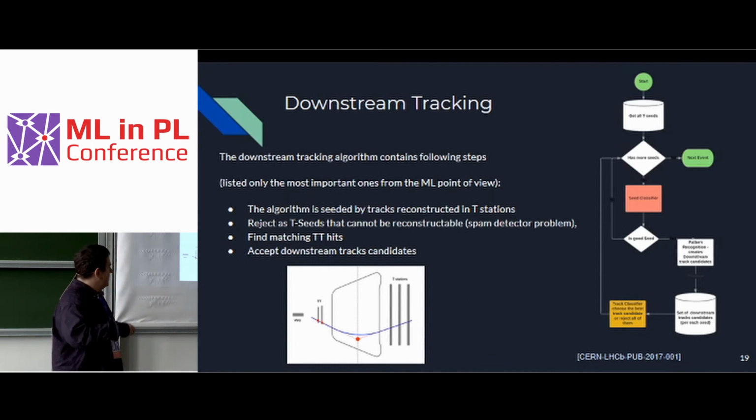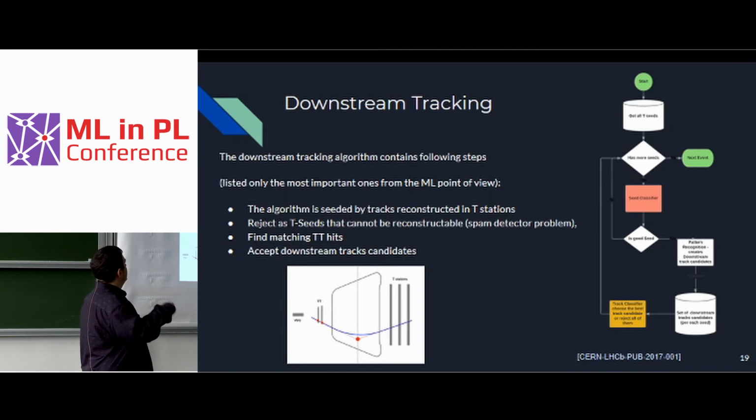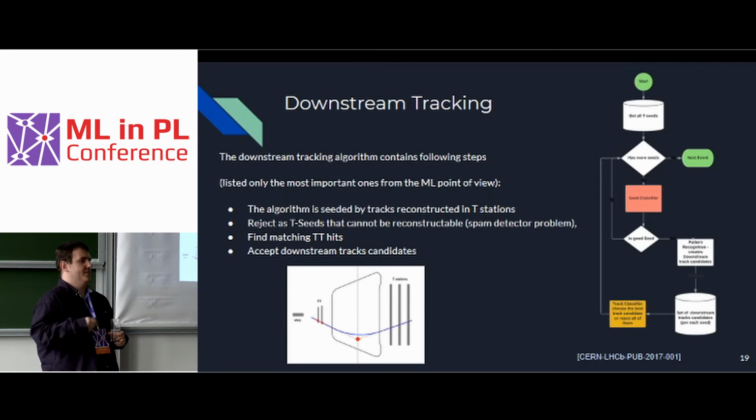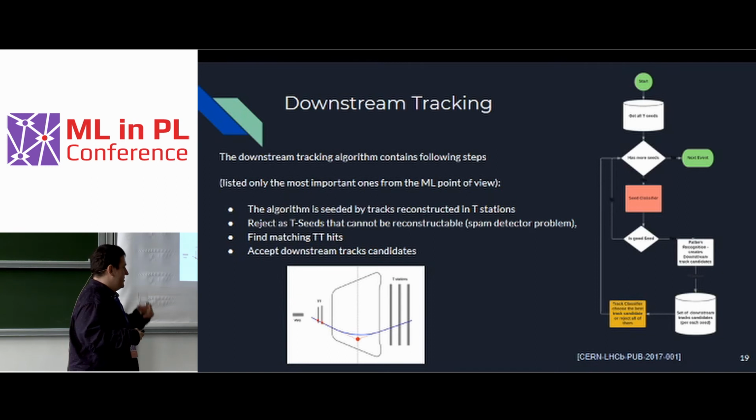And okay, so we are classifying whether the track segments are reconstructible. Then we are looking for the matching hits in the section that is before the magnet. And then there is another machine learning model, currently implemented as a deep neural network, that for each of them selects only the tracks that are good based on its score.